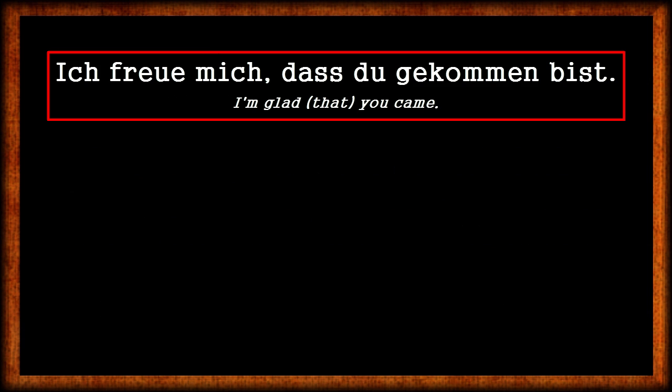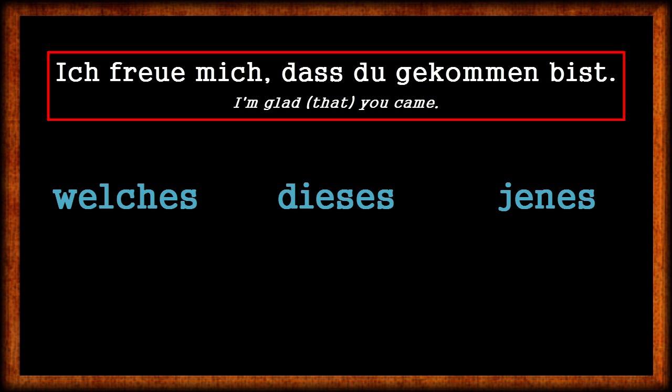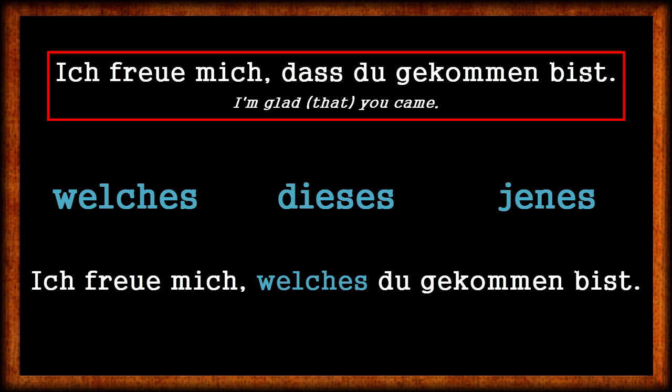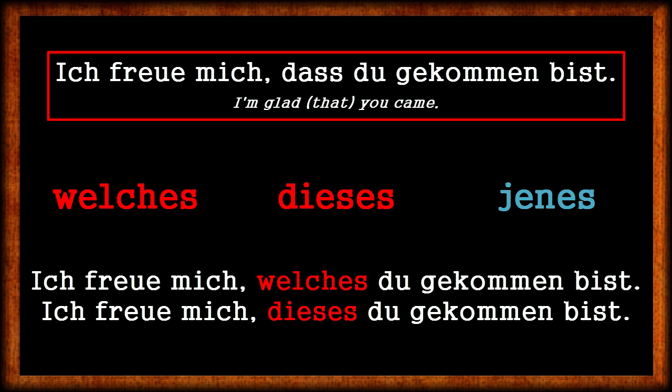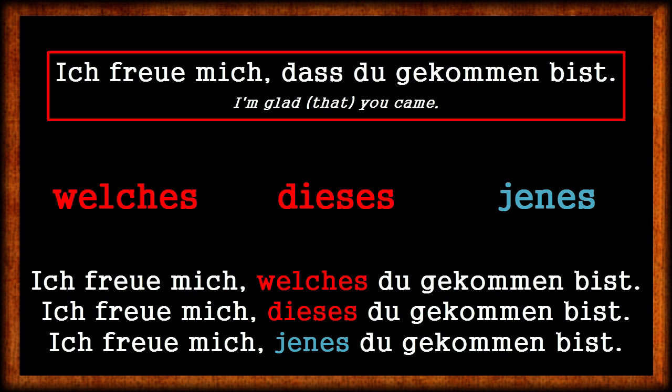How about the second example? Ich freue mich, dass du gekommen bist. Check again if you can substitute das with one of these three pronouns mentioned before. Ich freue mich, welches du gekommen bist. No. Ich freue mich, dieses du gekommen bist. No. Ich freue mich, jenes du gekommen bist. No and no. Nein! That doesn't work.